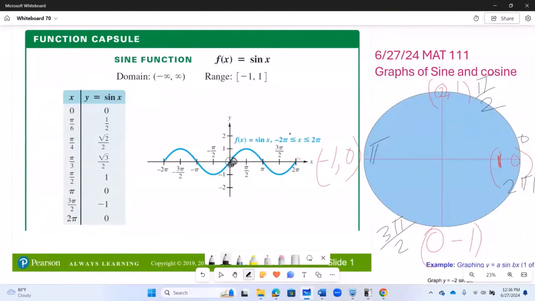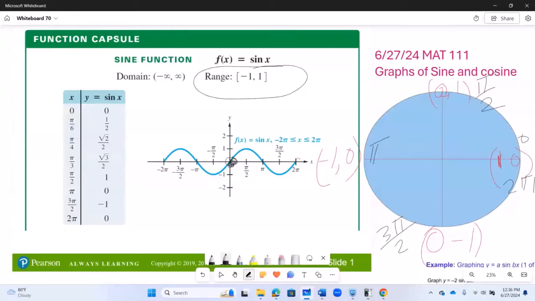and the lowest value is -1. Therefore, the range of sine x is from -1 to 1. The range is from -1 to 1. And the domain, what are we talking about the domain?